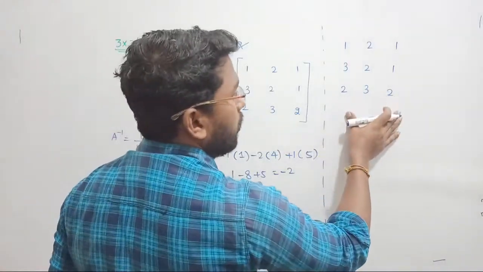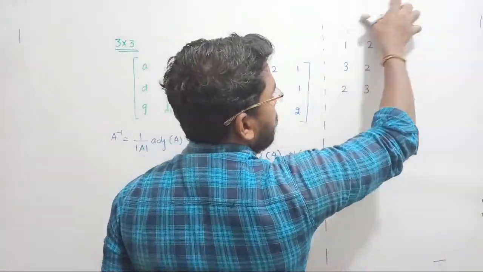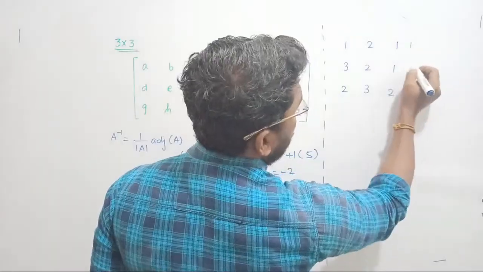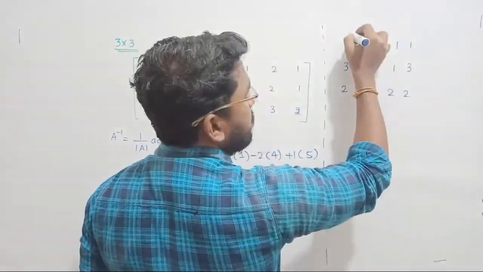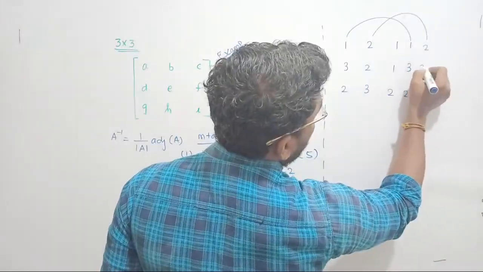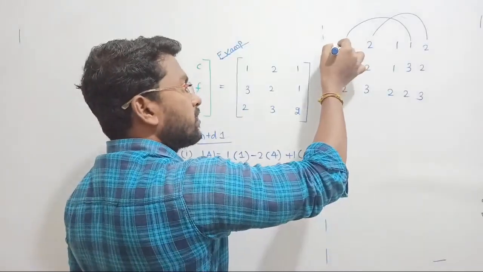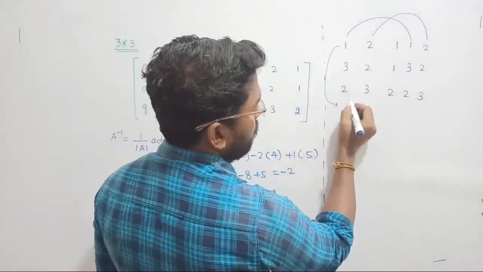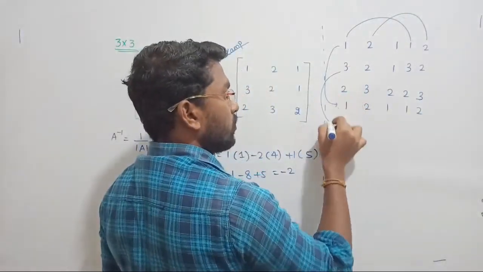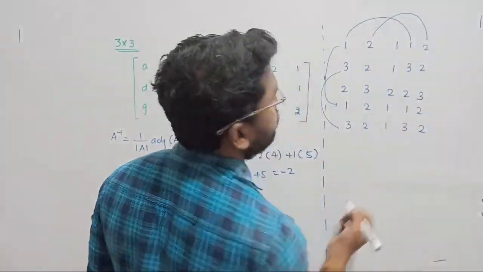After writing that as it is, repeat the first two columns, right? So the first two columns are again repeated here. That is 1, 3, 2, the first column. Then rewrite the second column: 2, 2, 3. After writing that, now repeat the first row here: first row 1, 2, 1, 1, 2. Repeat the second row, that is going to be 3, 2, 1, 3, 2.